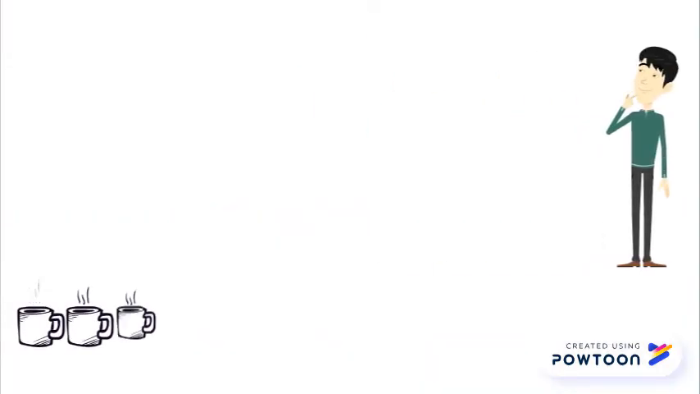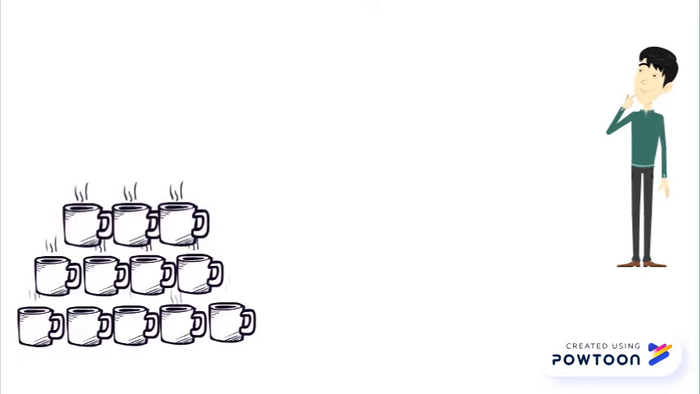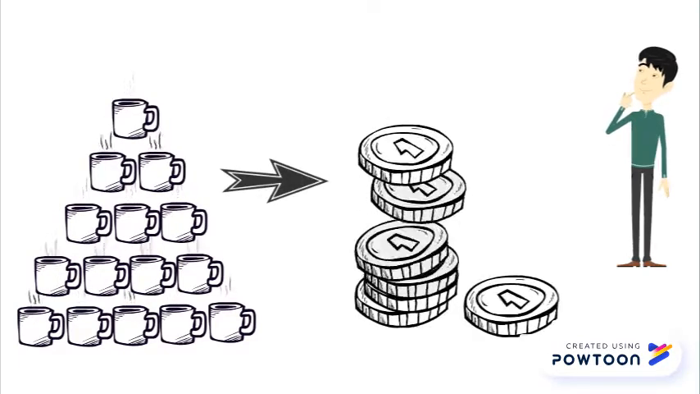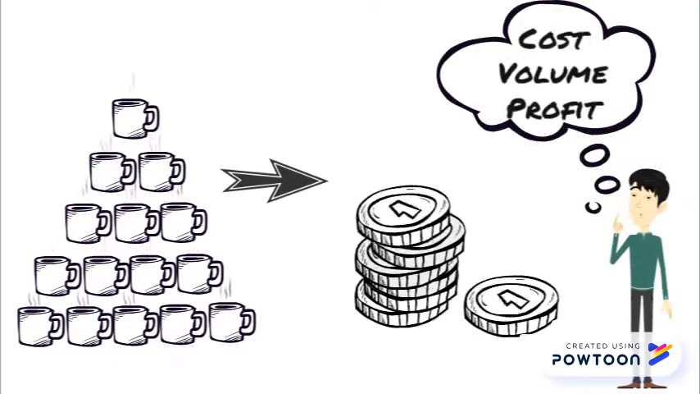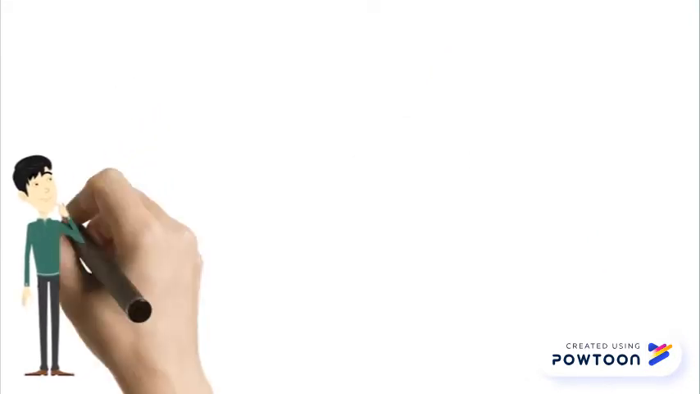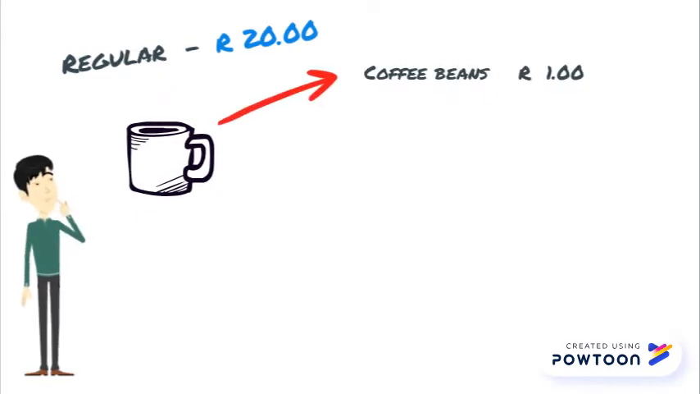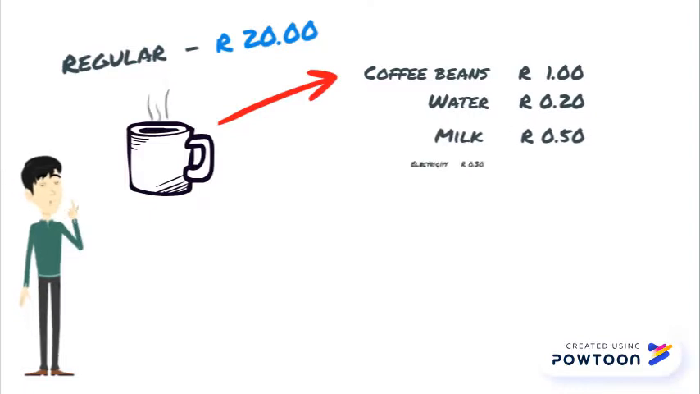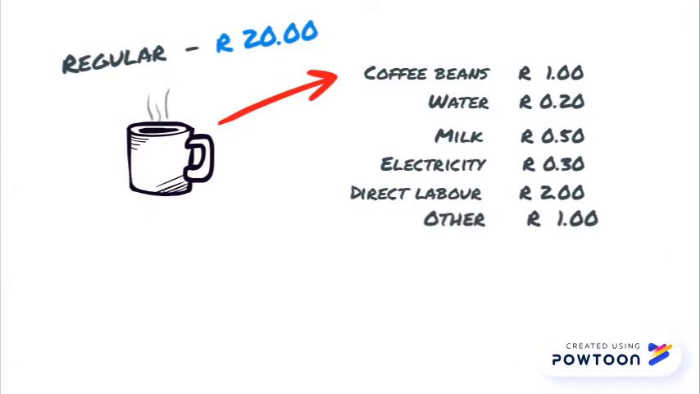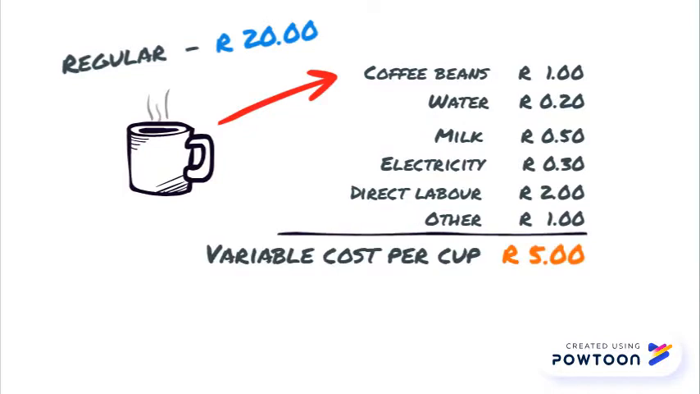If Joe wants to determine how many units he would need to sell to make a desired profit, he would need to do a cost-volume-profit analysis. Let's look at an example. Joe sells a regular cup of coffee for 20 Rand. Variable cost per cup would include coffee beans, water, milk, electricity, direct labor, and other, which totals 5 Rand.